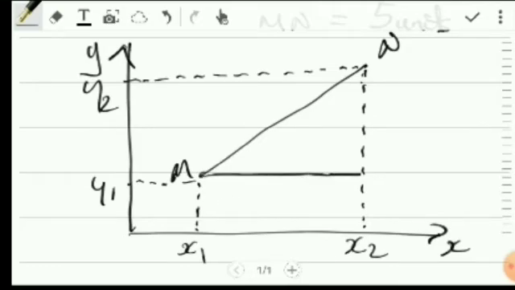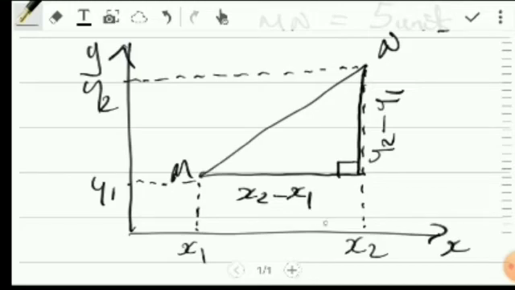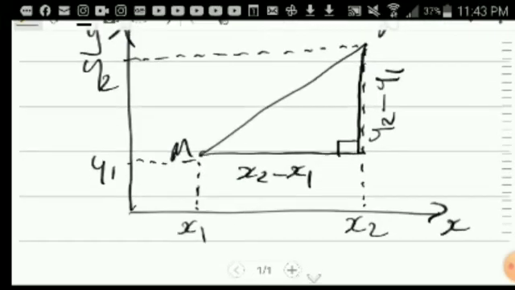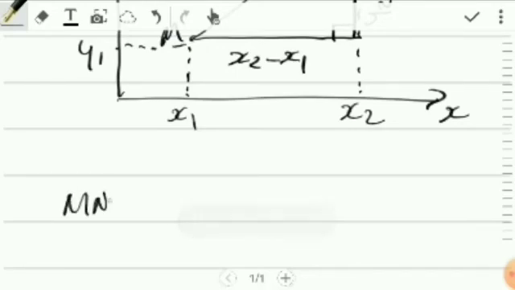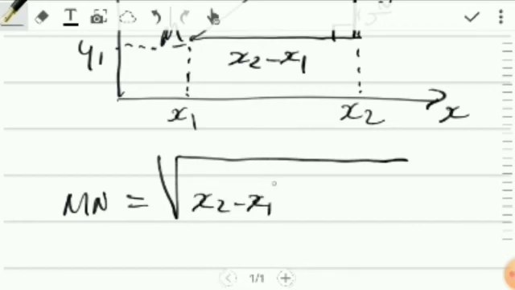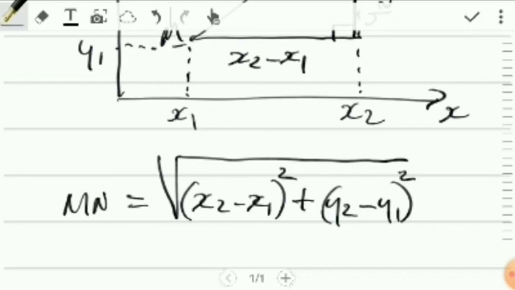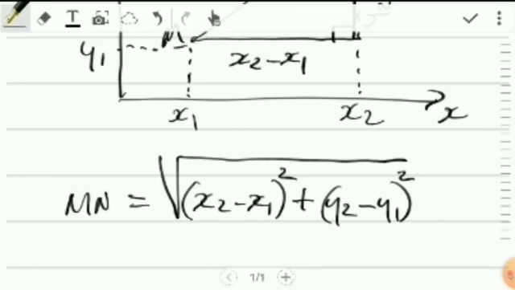As you could see, the right angle triangle was formed. To find this distance here, it is x2 minus x1. And to find this distance here, it's y2 minus y1. So in this case, we actually have the length of this side and the length of this side. So how does the formula come about? MN is equal to the square root of x2 minus x1, we square this, plus y2 minus y1, and we square that. And this is the formula that will help us to find the length of a straight line. And I hope that you learned something.